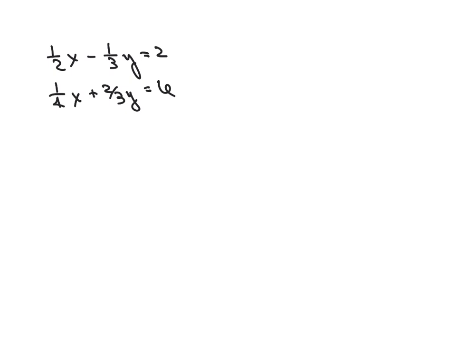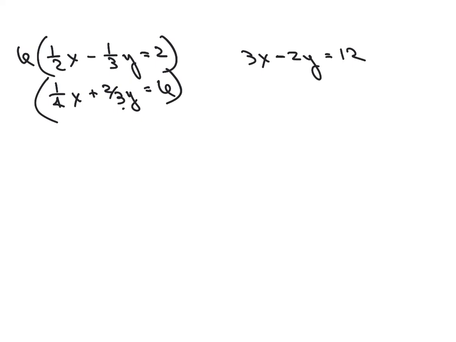So what I'm going to do is multiply each of these equations by numbers to get rid of the fractions. So I've got a denominator of 2 and 3, so I'm going to multiply both of these by the least common denominator, which in this case, if I multiply them by 6, I get rid of my fractions. So 6 times 1/2 is 3. 6 times negative 1/3 is negative 2. 6 times 2 is 12. That looks a lot prettier.